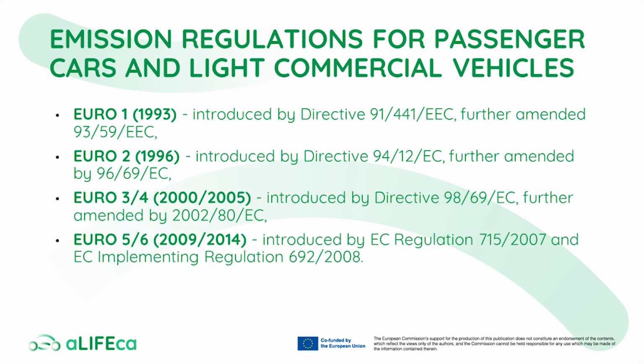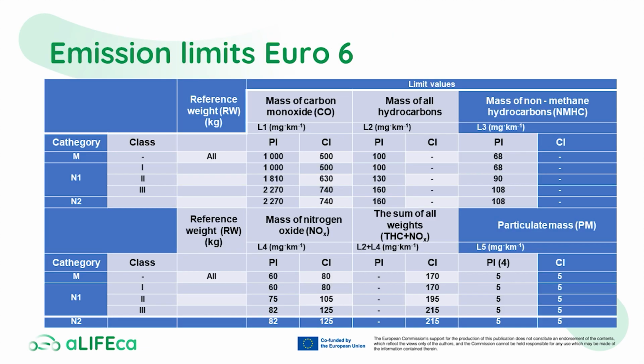The Paris Agreement sets CO2 emission limits for new passenger cars and new light commercial vehicles. The Paris Agreement aims to reduce greenhouse gas emissions by 30% by 2030. In this table, you can see an example of Euro 6 emission limits for vehicle categories M, N1 and N2 with both petrol and diesel engines.